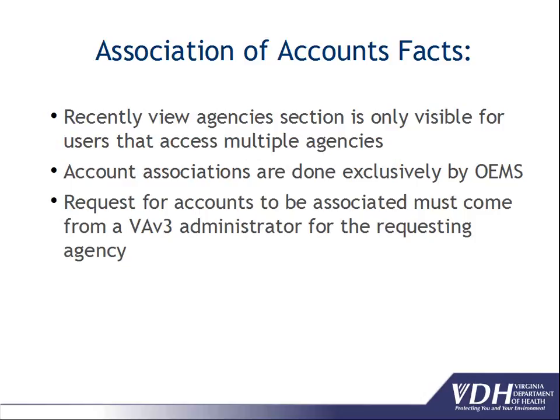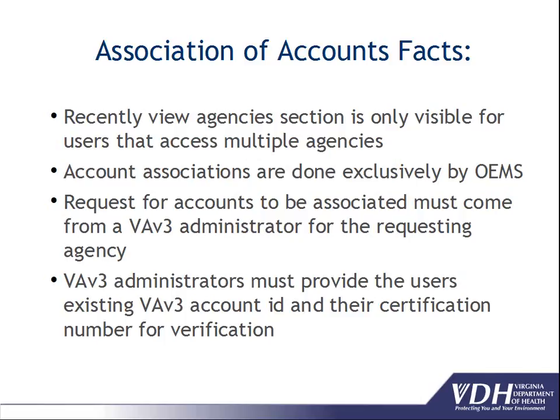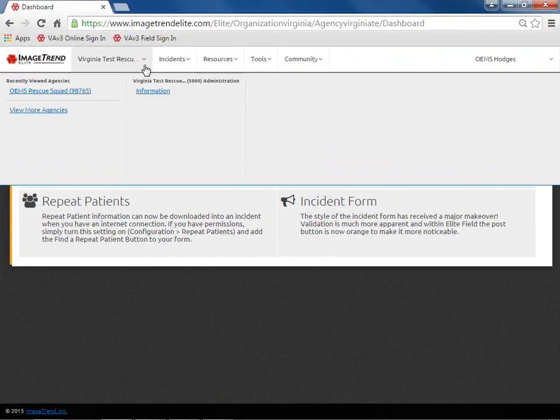Just have the VAv3 administrator contact the Office of EMS and request that your account be associated with their agency. They will need to provide the Office of EMS with your existing VAv3 account ID and your certification number for verification purposes. The next option is Information.